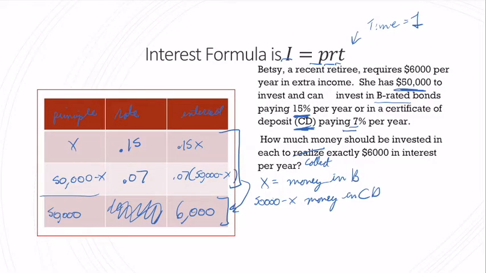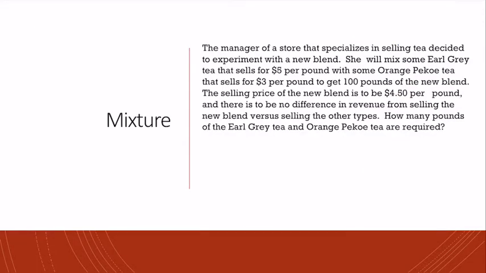This next equation we're also going to need to make a table for, but now we aren't looking at interest rates. Now we're looking at profit. The manager of a store that specializes in selling tea decided to experiment with a new blend. She's going to mix some Earl Grey tea that sells for $5 per pound and some orange tea that sells for $3 per pound in order to get 100 pounds of the new blend.